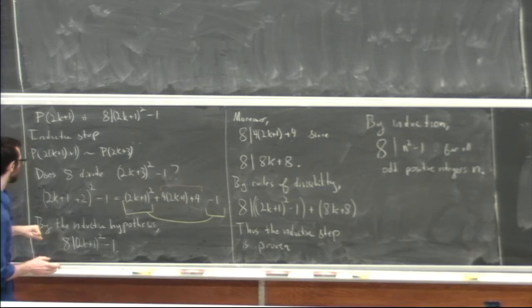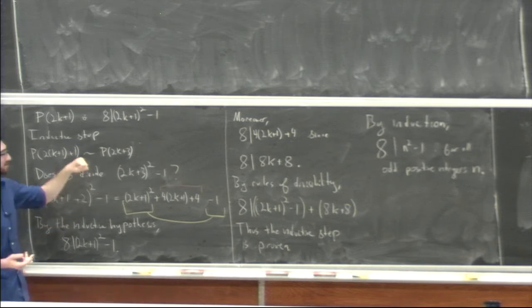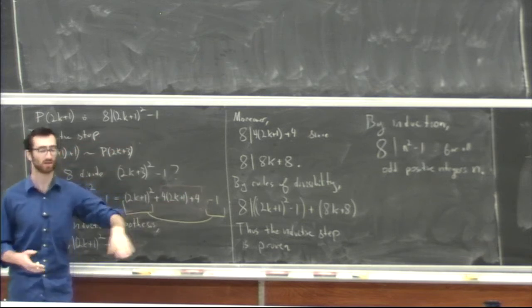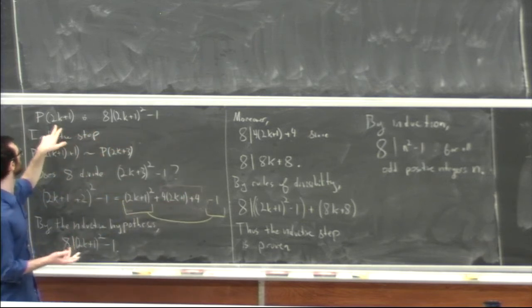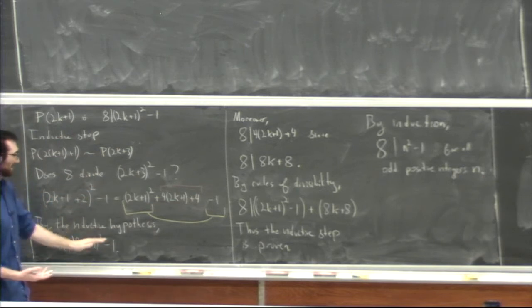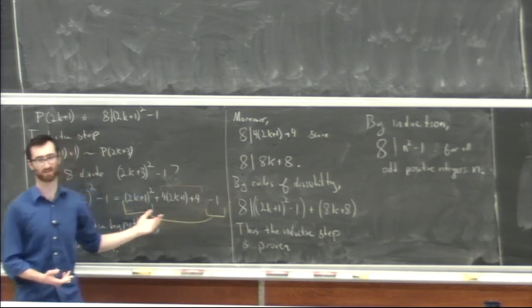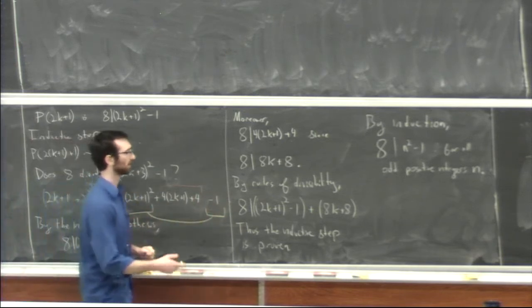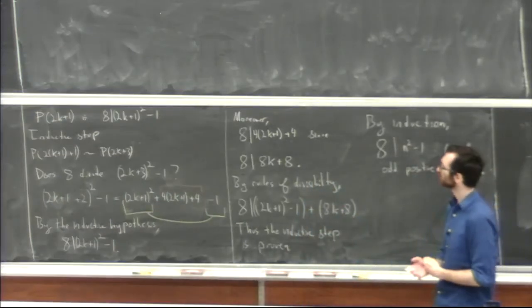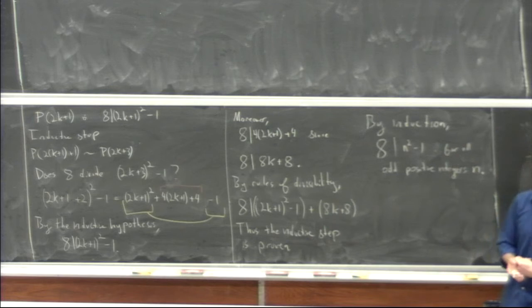The second thing is that I didn't use my hypothesis in an equality. Like I didn't swap out in some equation the expression for P of 2k plus 1. The place where I use the inductive hypothesis is to say that 8 divides some piece of this expression. So it's a little more involved in that sense as well. Okay. So that's a nice problem to prove by induction.